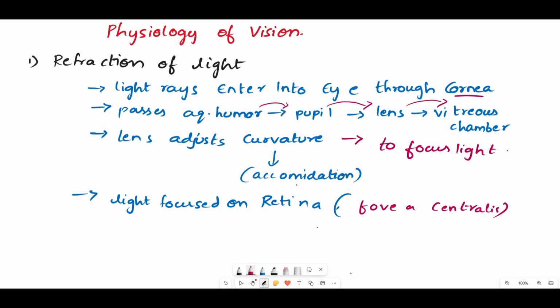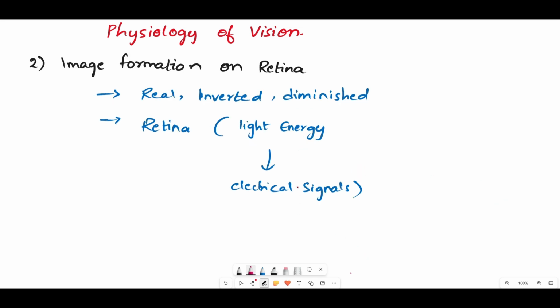Now let's get into the second step, the image formation on the retina. Whatever image is formed in the retina, it will be a real, inverted and diminished image. This retina is a space that is mainly useful for converting the light energy into electrical signals. So the light energy is converted into electrical signals and the image which is formed is real, inverted and diminished.